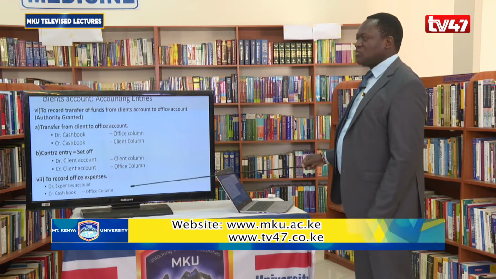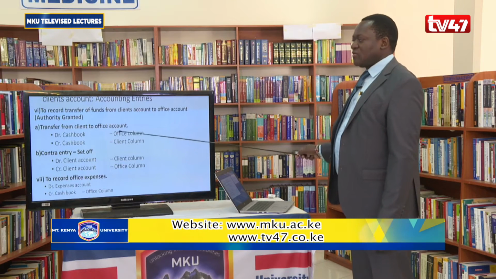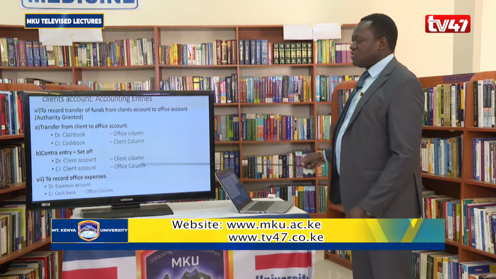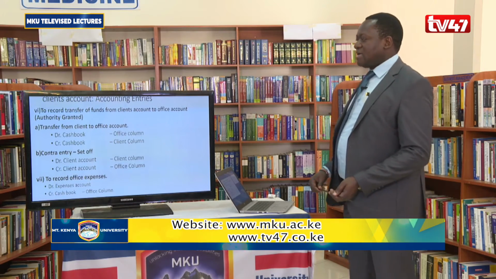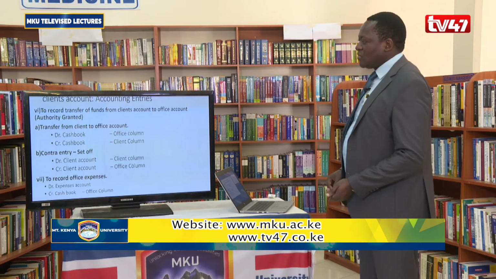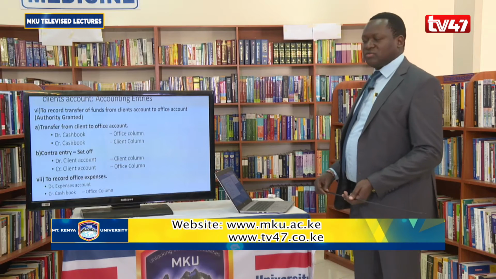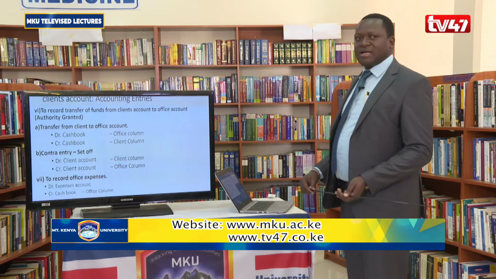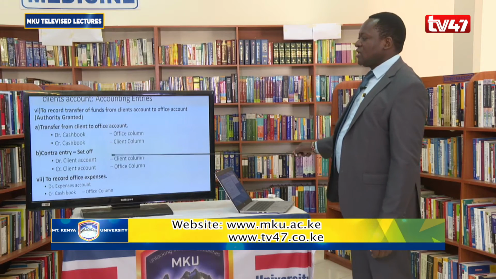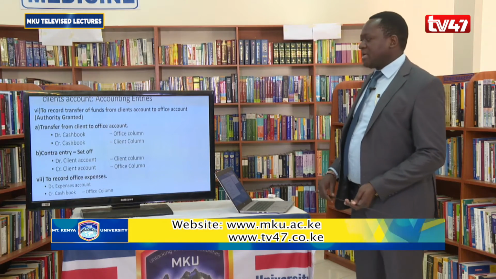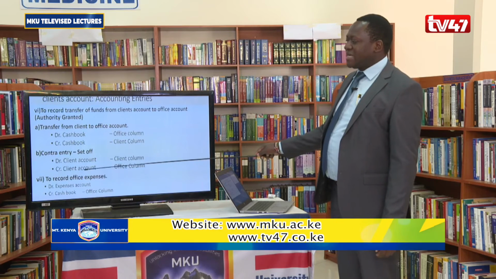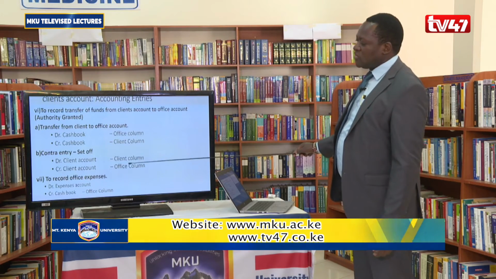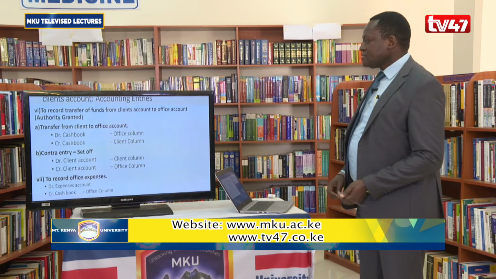In that case, you have now been able to transfer money from the client column to the office. Remember, when you credit, you are reducing, and when you debit, you are increasing that particular account. Then, because the client's account and the cash book must always have equal balances, we need to do a set-off. We need to do a contra entry in the client's account. So we go to the client's account. You debit the client account to remove money from the client column, and that money is credited in the client's account, but this time you are crediting the office column.